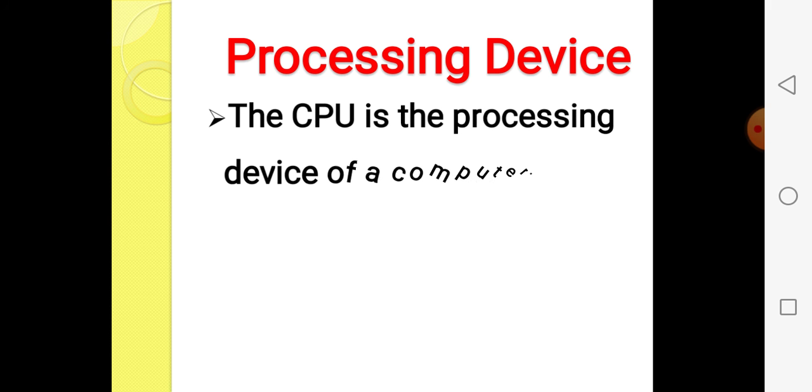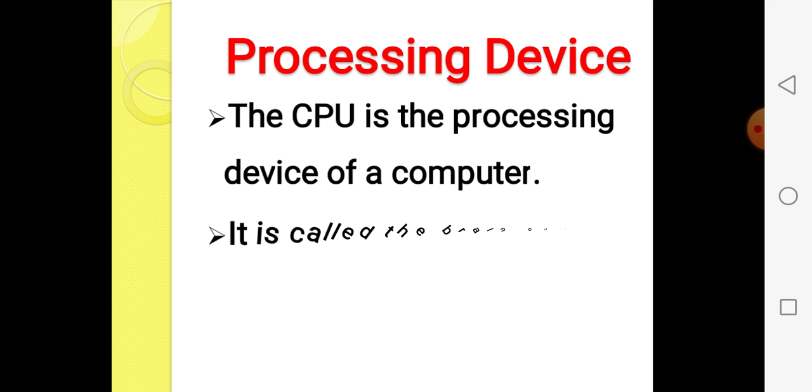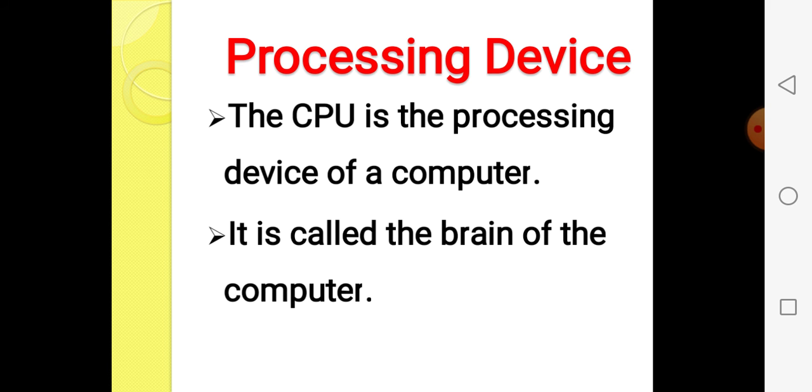Earlier we saw our input devices, then we saw output devices, now the processing device. So the CPU is the processing device of the computer. It is called the brain of the computer. It makes all the required calculations and processes the data into information. It controls all the input and output devices.